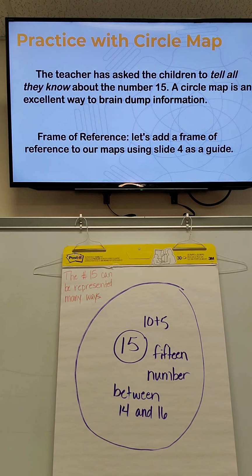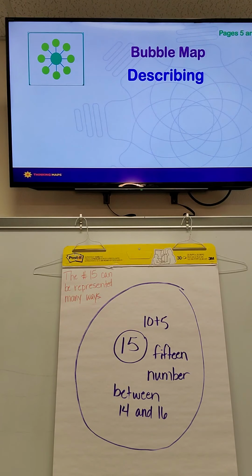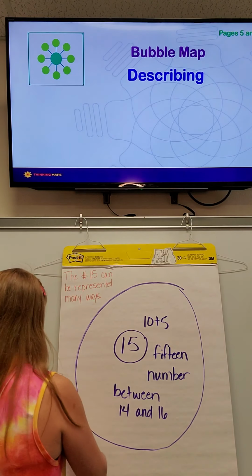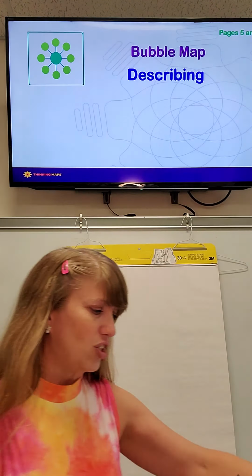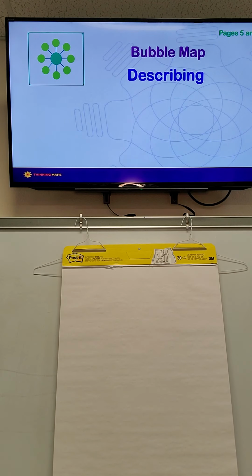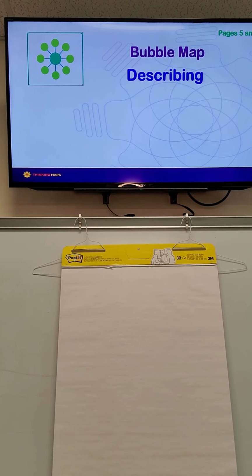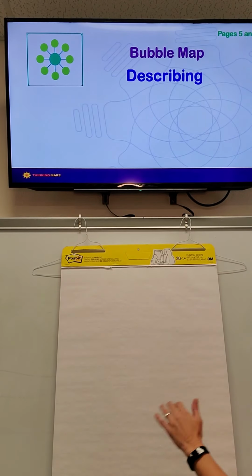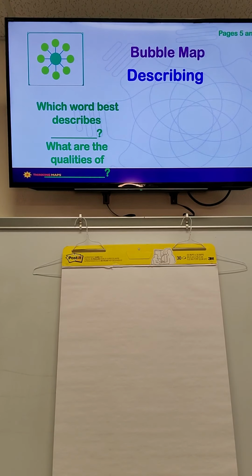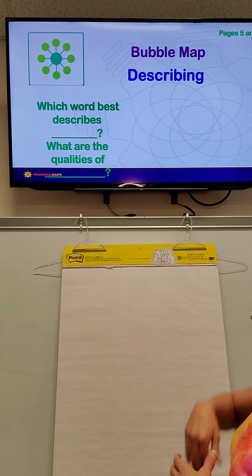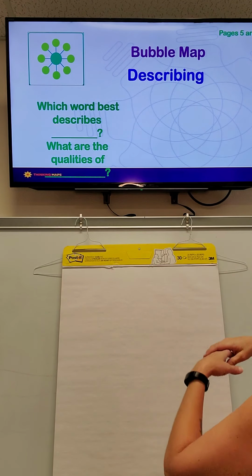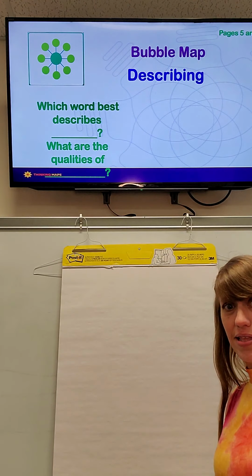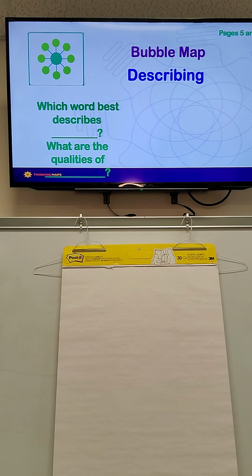And we're going to go ahead to bubble maps. Now, lots of people think a bubble map is what you use for everything. Strangely enough, bubble maps are very rarely used. They're pretty specific. They're only used to describe. That's it. If you use something like, which word best describes blah, blah, blah, and that could be a character or an item. I could say, what are the qualities of? And that could be a character or an item, whatever works.